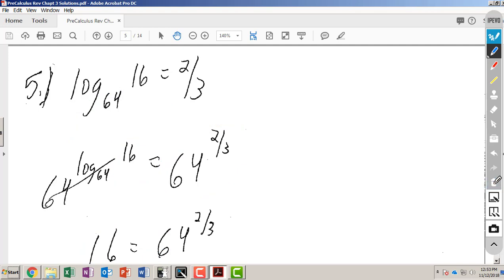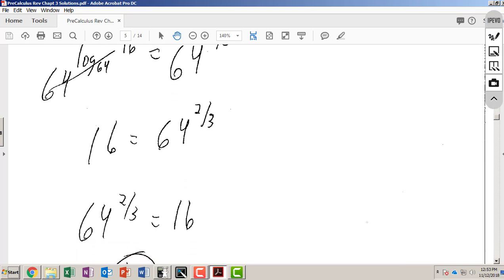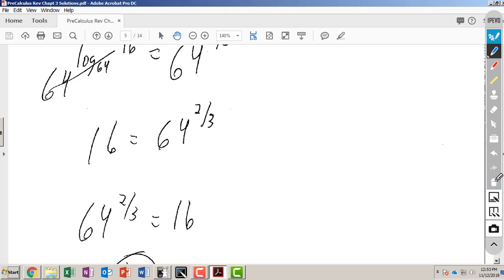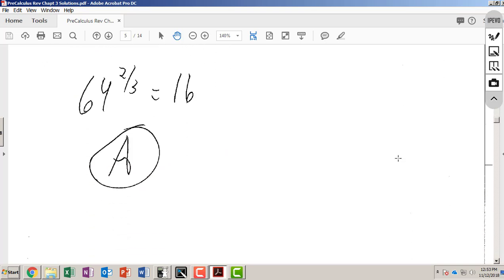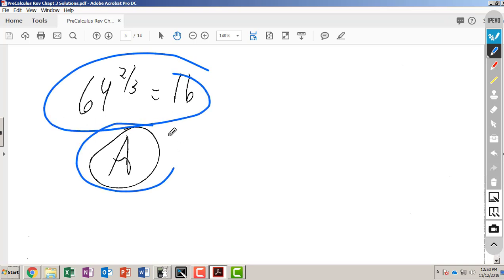So that's an easy way of changing things over to its exponential form of 16 = 64^(2/3). And then you can just go ahead and use your commutative property and just rewrite that. So it says we got 64^(2/3) = 16. So that matches the answer of A.